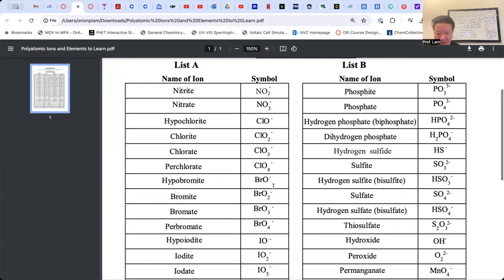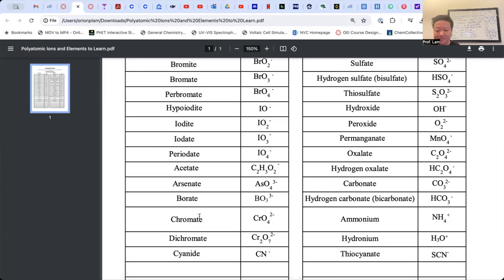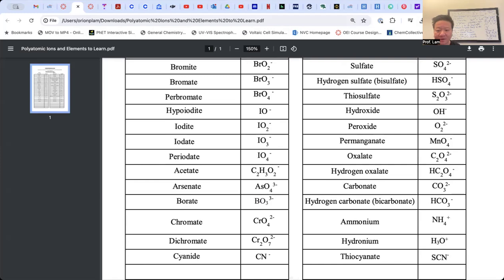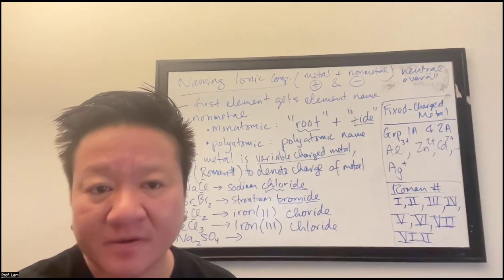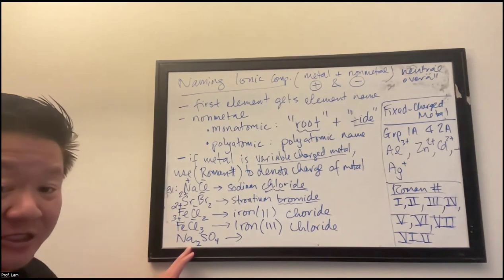Another thing I want to point out to you, which is going to be important later, is that all of the polyatomics end in either ite or ate, right? So you have chlorite, chlorate, hypobromite, or bromite, or bromate, right? So all either ite or ate. Okay, so just see that. Okay, let's go back to the board and we'll continue with naming Na2SO4.